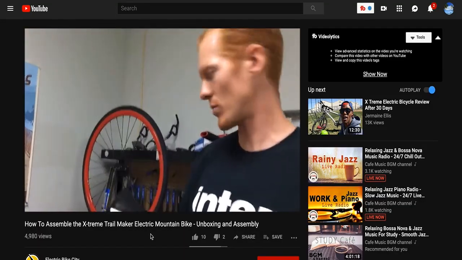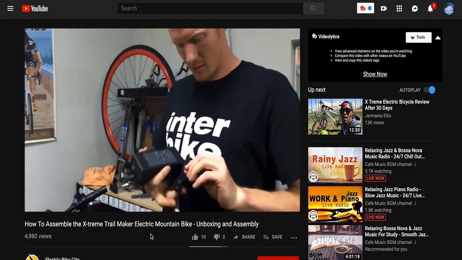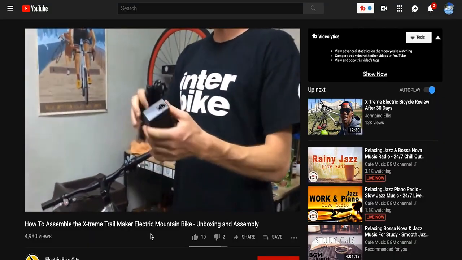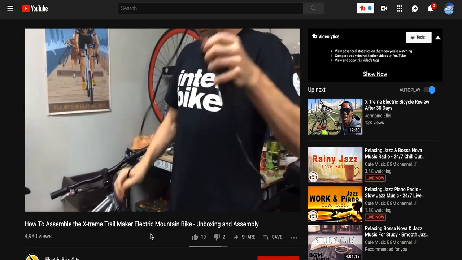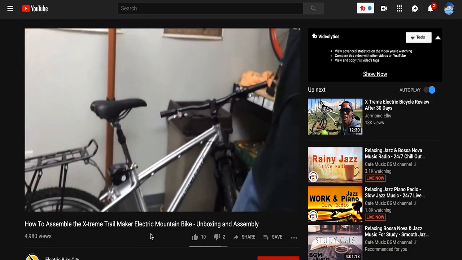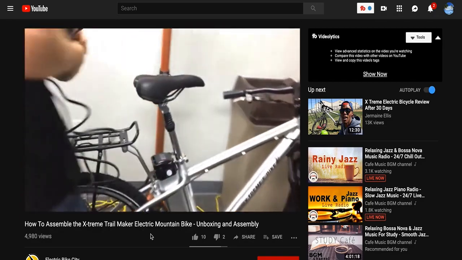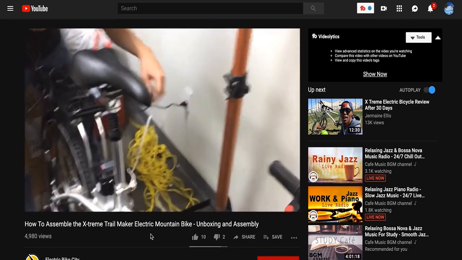Check out the charger port. If you just unwrap the packaging and put it apart, you'll see that the charger goes just like a laptop charger. One end goes into the wall, one end goes into the bike. Always plug it into the wall first. Make sure the bike is flipped to the off position.